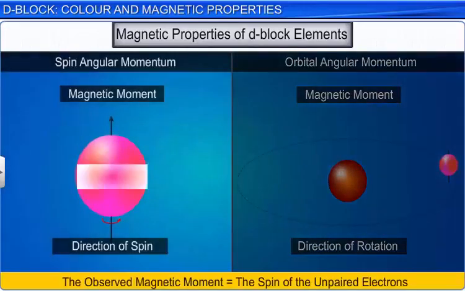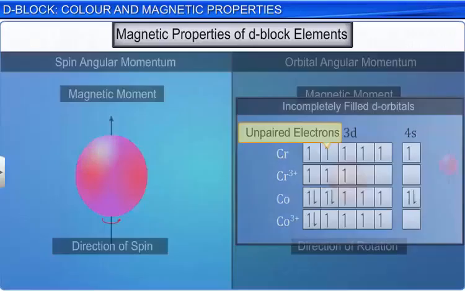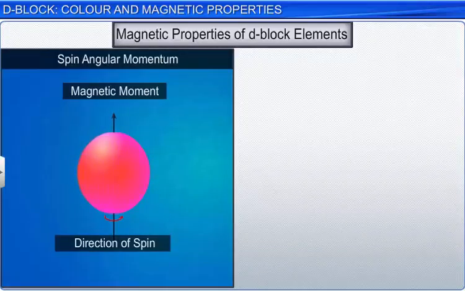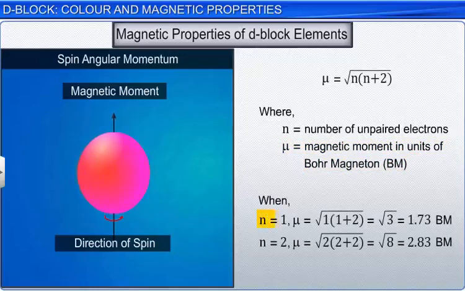Mu is equal to the square root of n multiplied by n plus 2. Here, n is the number of unpaired electrons and mu is the magnetic moment. When n is equal to 1, the magnetic moment is equal to 1.73 Bohr magnetons, and when n is equal to 2, we get 2.83. In case of iron, cobalt, and nickel, the unpaired electron spins are much pronounced. As a result, these elements are much more paramagnetic than the rest of the elements.